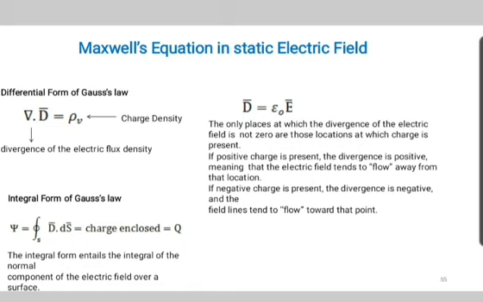So Maxwell's equation in point form is del dot D bar is equal to rho v. The electric flux crossing any closed surface per unit volume, when the volume tends to 0, is always equal to the volume charge density. Here del dot D bar is the divergence of the electric flux density, and rho v is the volume charge density.